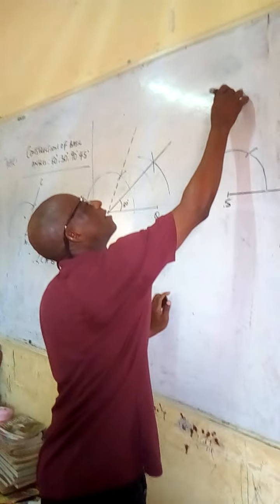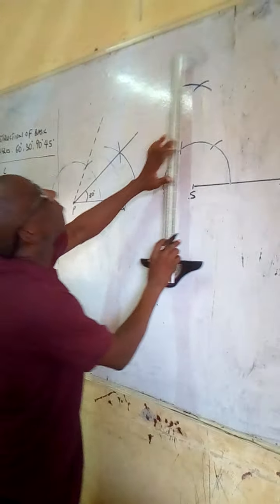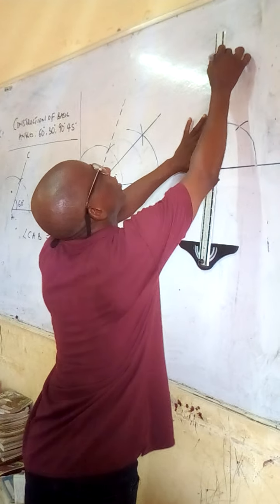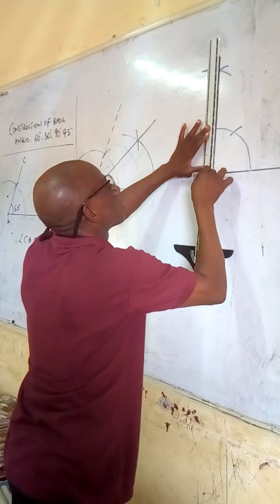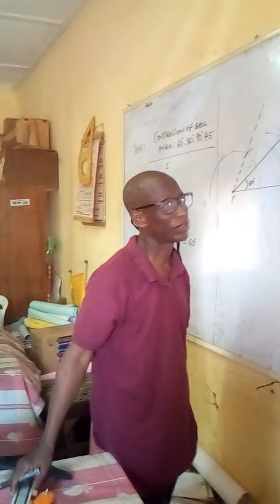From here, I draw my line down. That gives me my angle 90 degrees. It will be in continuous line. So that is my angle 90 degrees.